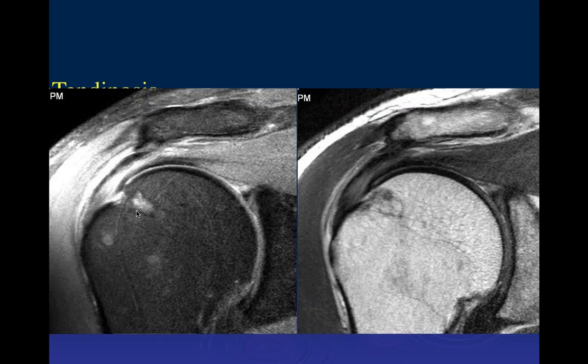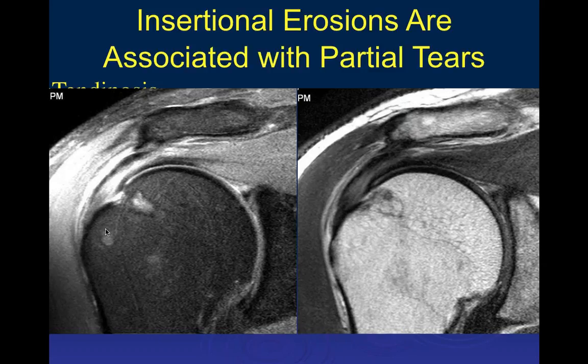And then here's a, I think this is a T2 on the right and a PD fat sat on the left, where again we can see this bone injury and the marked increased signal intensity within the substance of the tendon itself. Maybe a little bit of partial tear at the foot plate insertion.